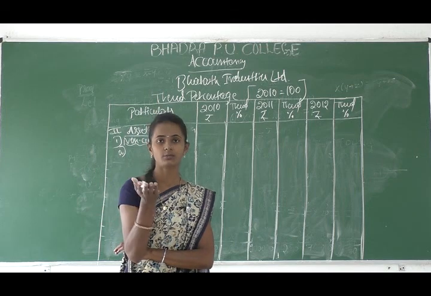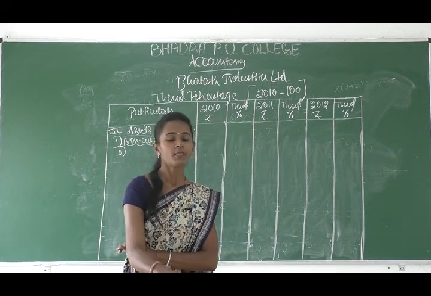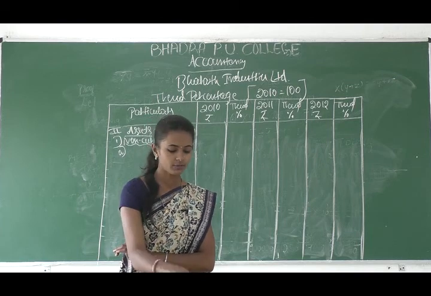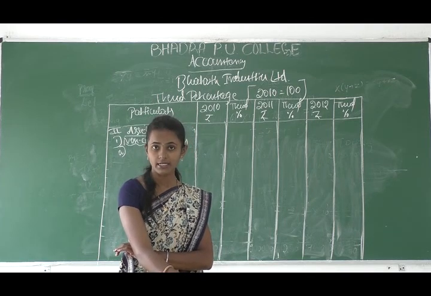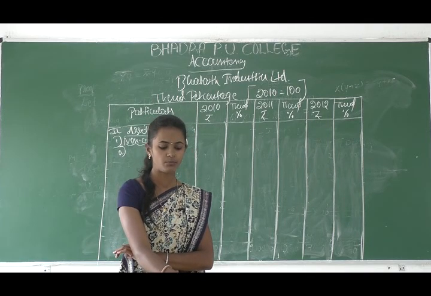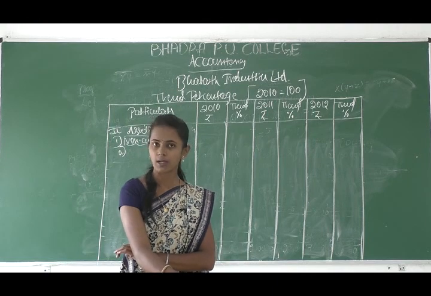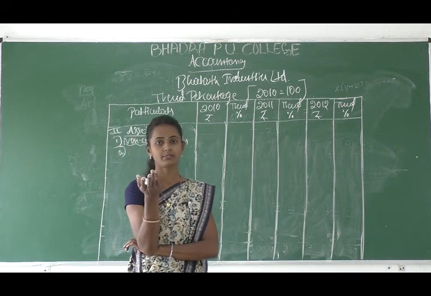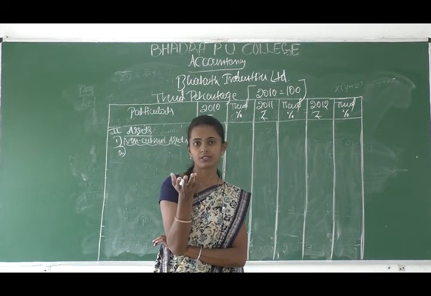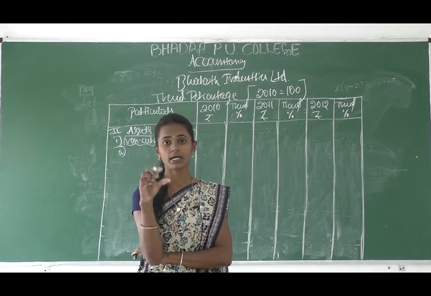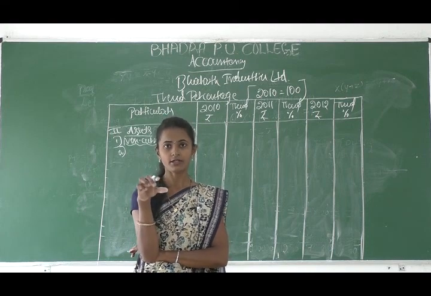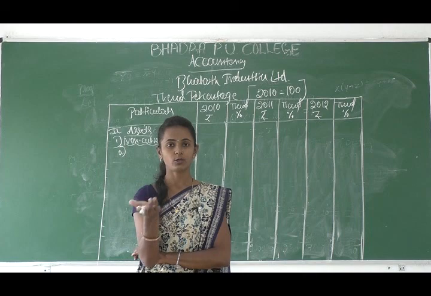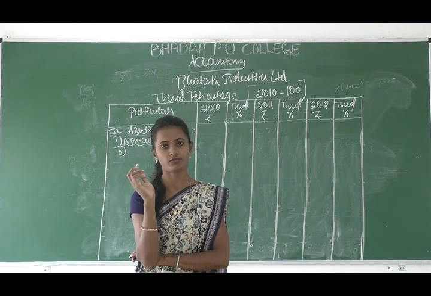Look, in your problem they have not given tangible assets directly. Instead, we have two items under tangible assets. The first one is building and the second one is plant. In the last case of the comparative and common size statements, what we used to do is combine these two as tangible assets, right? After that, we used to find out the comparison between them and find out the common percentage.